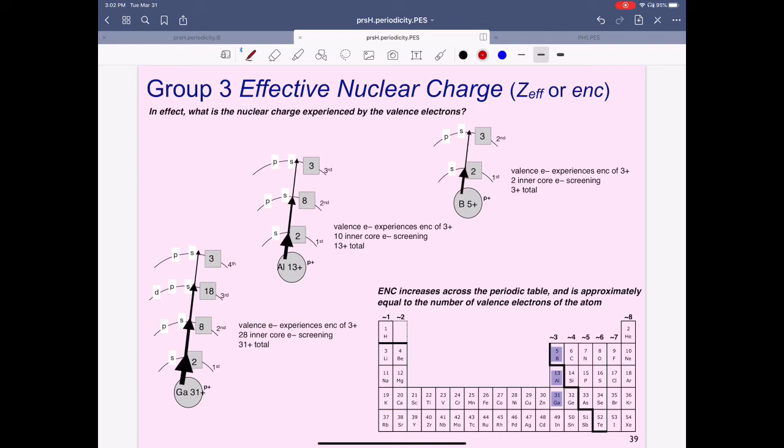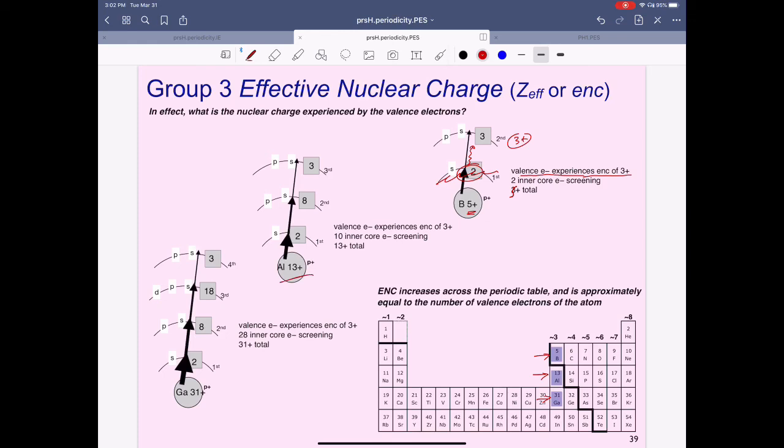Let's take a look at the last one. And this time we'll take a look at the third column in the periodic table, boron, aluminum, gallium. As one more example, I see an error one more time. That should be a 5. And so 5 plus with an inner core shield of 2, what in a sense or effectively makes it out would be 3 plus, an effective nuclear charge. The valence electrons experience an effective nuclear charge of 3. Same for aluminum, and so on.